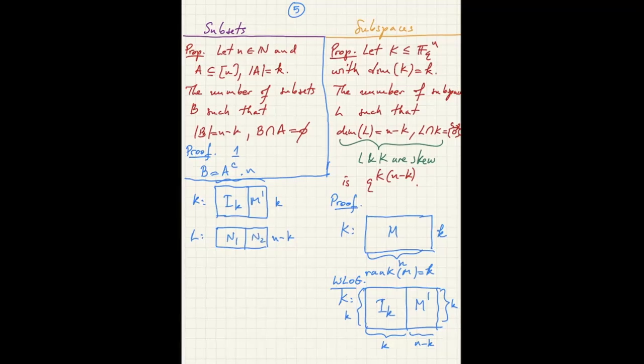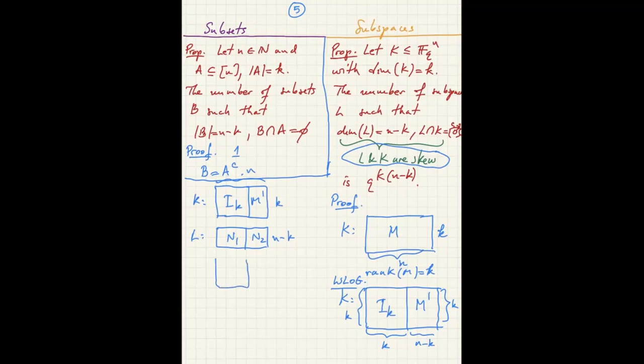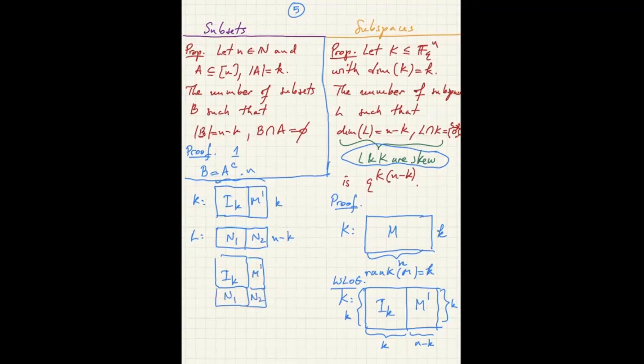Now, because K and L are skew, it means that when you put these rows together of these two matrices that you see on the left-hand side, this matrix has to have full rank. So this matrix that you obtain by gluing, putting these matrices on top of each other, IK here, M prime, N1 here, N2 here, has to be invertible. And this comes because K and L are skew.